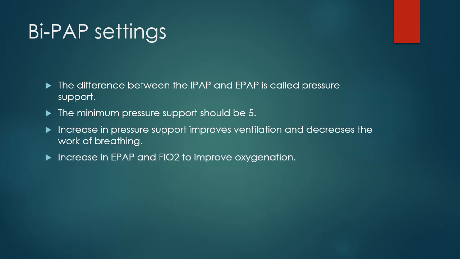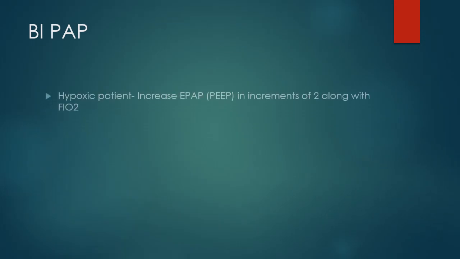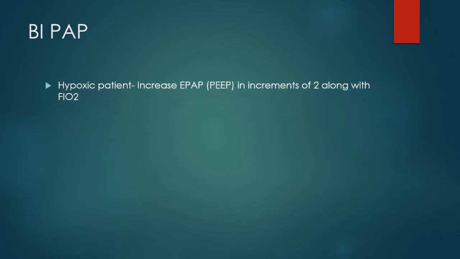Increasing your EPAP and your FiO2 is going to have direct changes on that patient's ability to oxygenate. So in a hypoxic patient, you're going to slowly increase the PEEP by increments of 2. That's typically what the recommendation is. Your FiO2 is probably already at 100%, so there's only one thing that you can change. Now, in the previous slide, we talked about how your pressure support, which is the difference between the two numbers, has to be a minimum of 5.